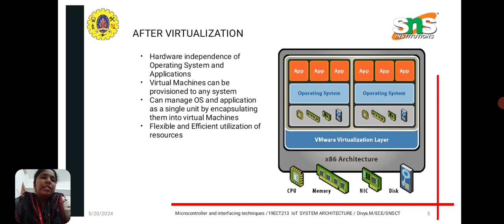After virtualization, there is hardware independence of OS and applications. Virtual machines can be provisioned on any system. It can manage the OS and application as a single unit by encapsulating them into a virtual machine, giving flexible and efficient utilization of resources. In that, we have a single CPU, memory, NIC, disk and architecture, and we have a virtualization layer called VMware. In that, we are utilizing the single component for multiple OS. We are having a different OS and different applications that we are using.